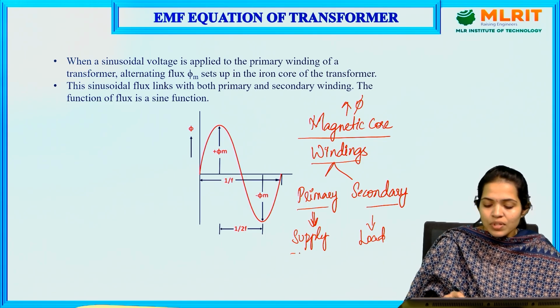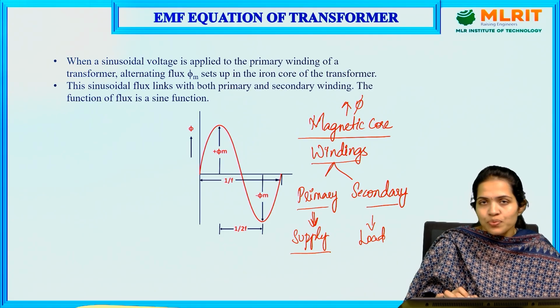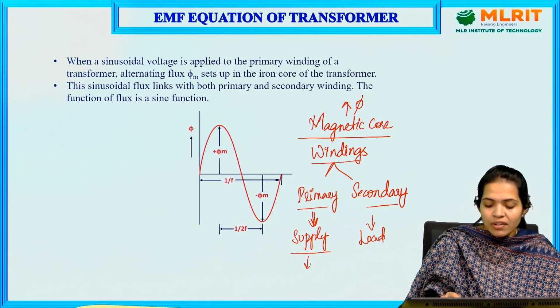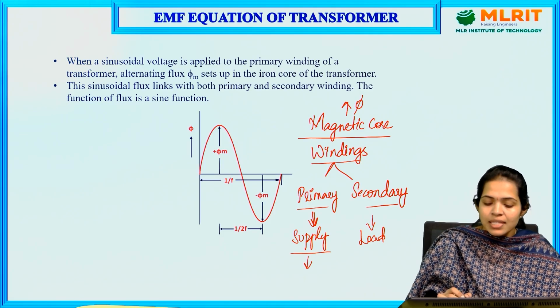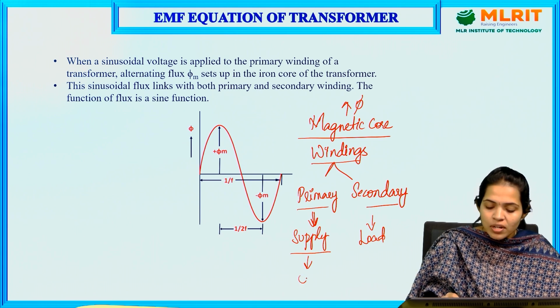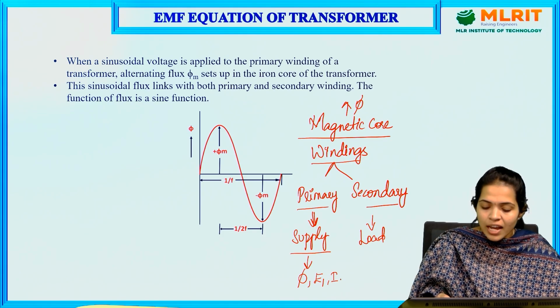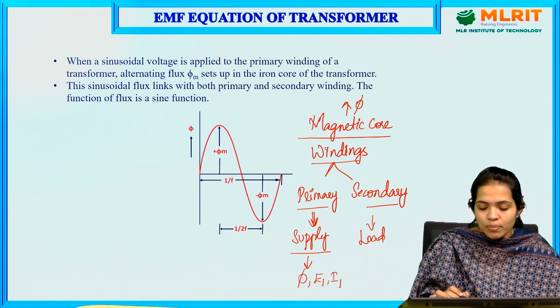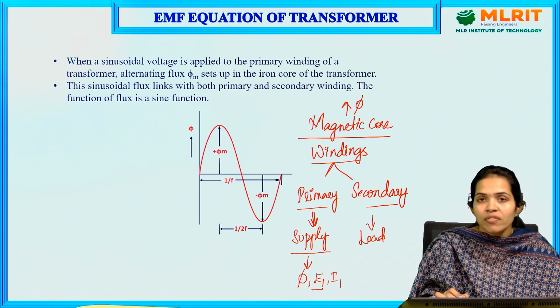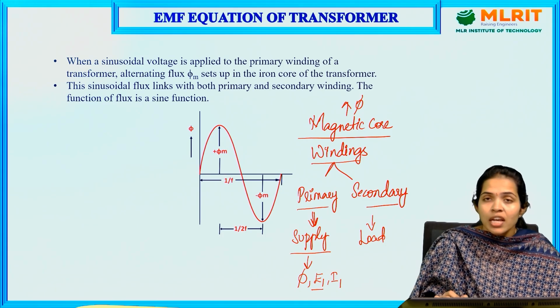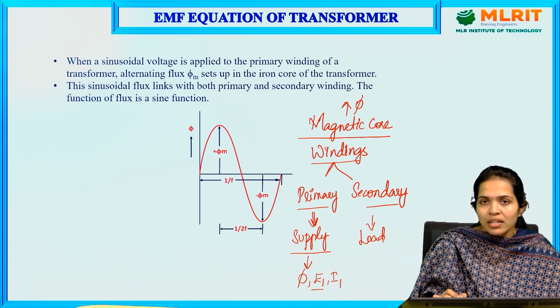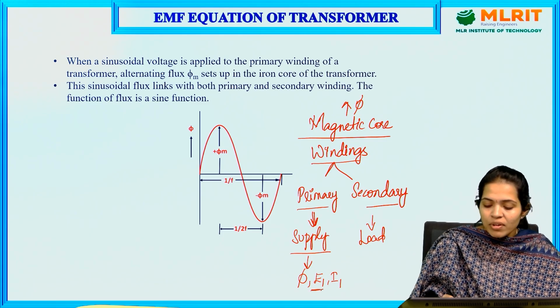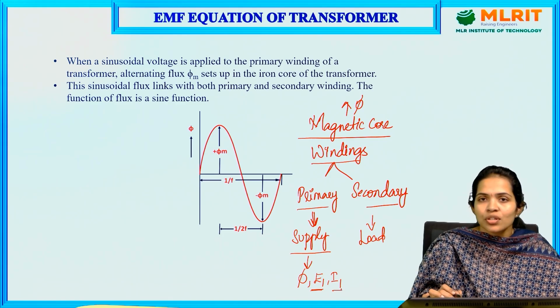So when we give supply to the primary winding of the transformer, an alternating magnetic flux is set up in the primary winding, which in turn induces EMF E1, which is responsible for the flow of current I1 in the primary circuit of the transformer. This induced EMF in the primary winding is due to Faraday's laws of electromagnetic induction.